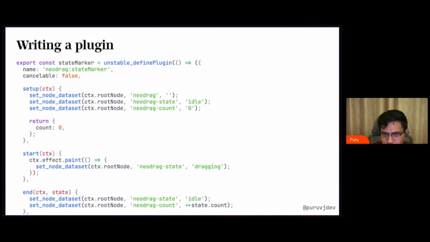I'm not sure if you can see everything. Yeah, never mind. It's all good. Which is run when the plugin is first attached to the draggable. This is where you do any initial setup, like attaching event listeners or creating new state. This is also run when the plugin is updated.